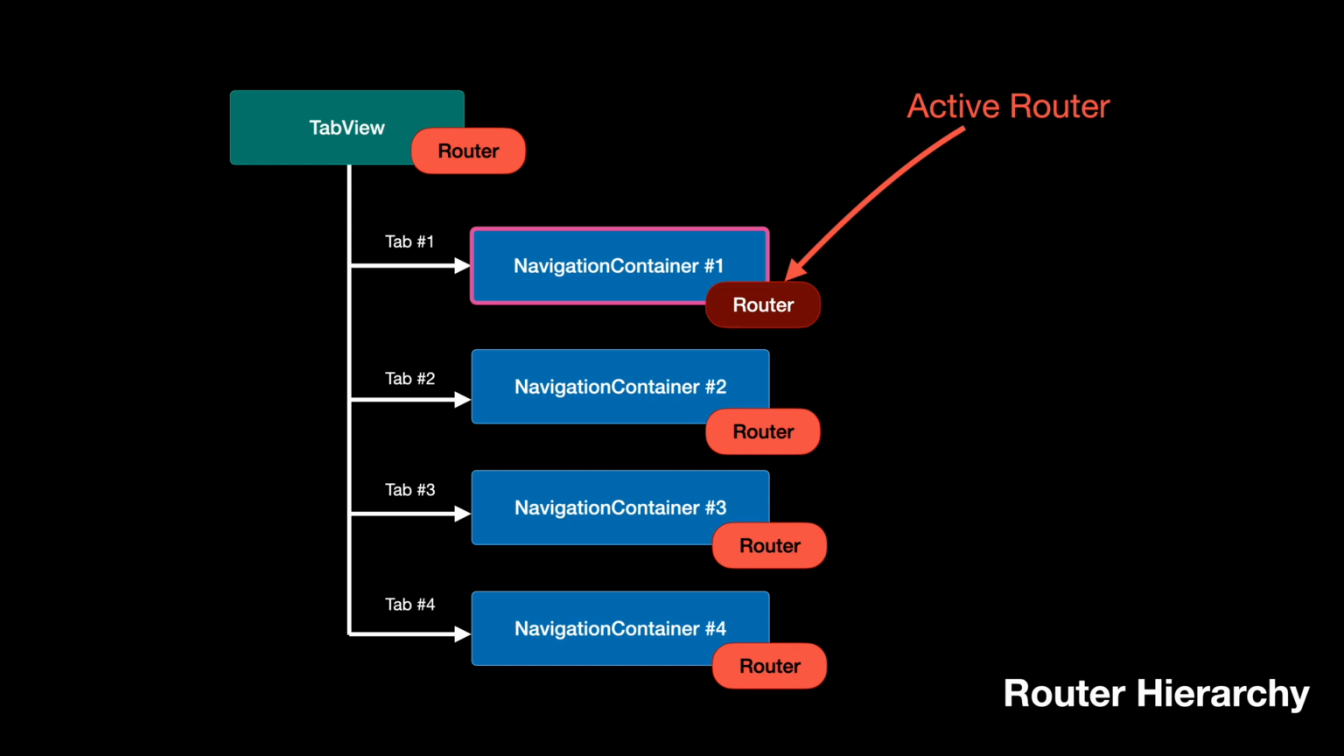Now when a view uses navigation button, this will read the environment value to get the current router, which will be the closest router in the hierarchy. Then we ensure we set the right navigation destination to the right router.